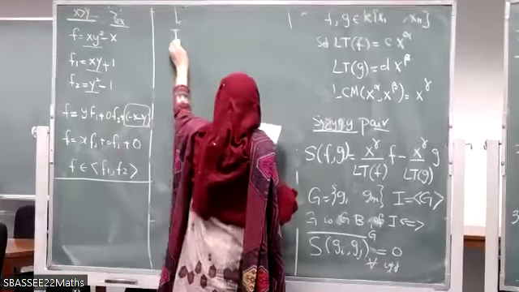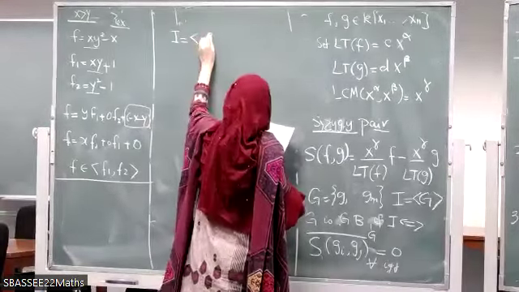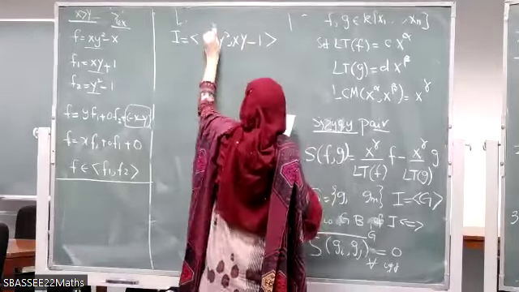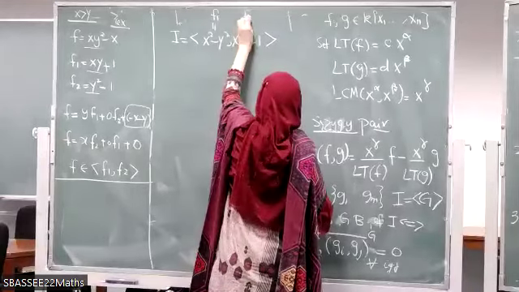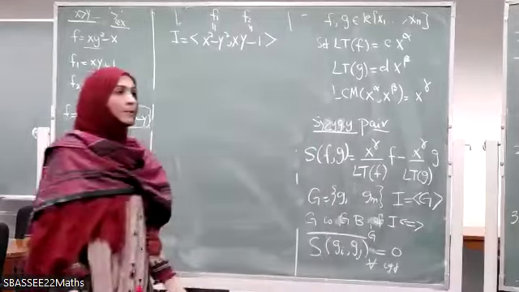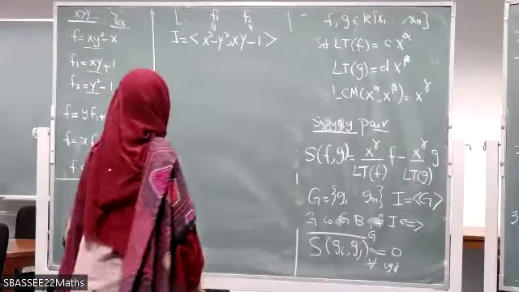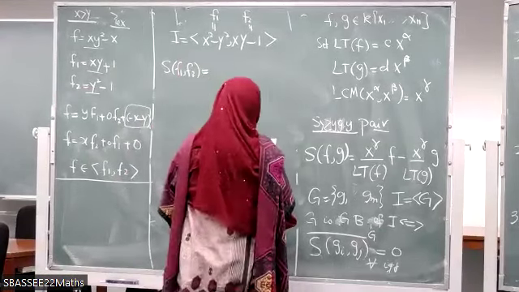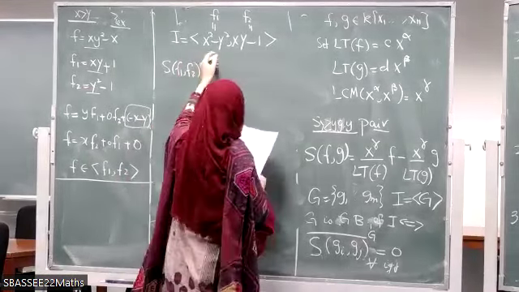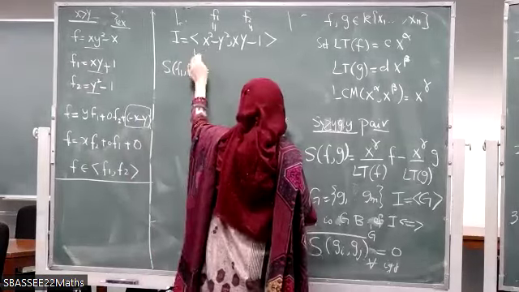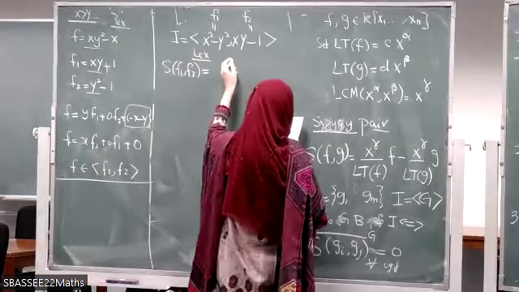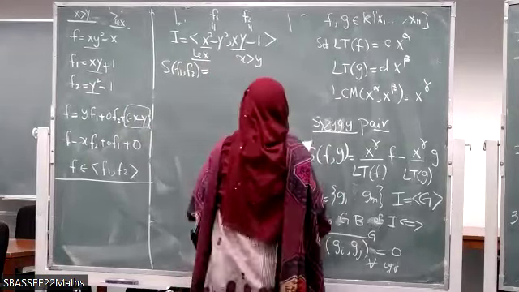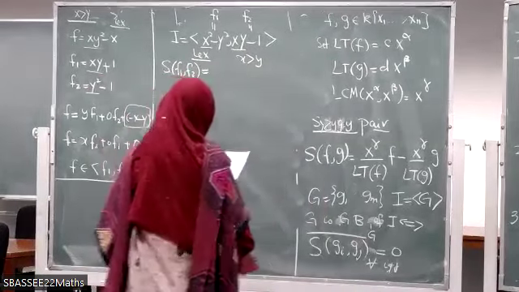So now I have the ideal I generated by x squared minus y squared and xy minus 1. Let's call the first one f1 and this one f2. Okay, now let's check whether this is a Grobner basis or not. So we will just calculate this S-polynomial here. I'm choosing the lexicographic order, so I know the leading terms of those monomials.